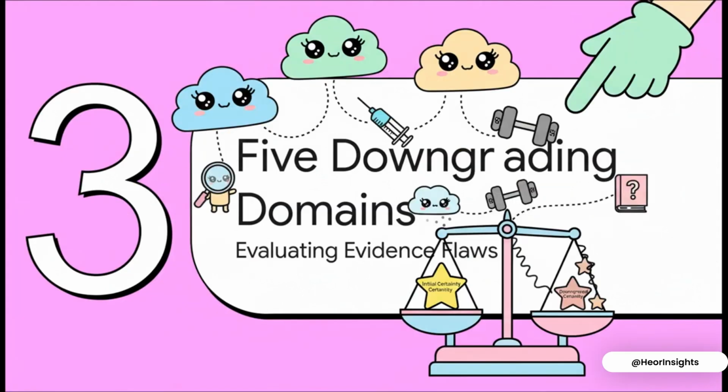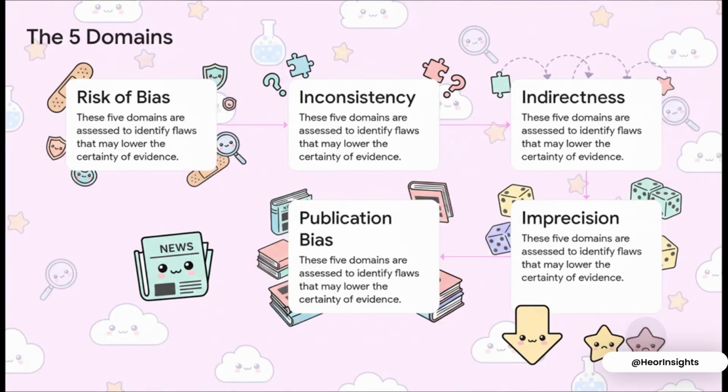All right, Section 3. This is where we really get into the how. We're going to break down the 5 domains, or the 5 main reasons, why you would downgrade the certainty of evidence from its starting point. So, we systematically check our evidence against these 5 areas. First, risk of bias, then inconsistency, indirectness, imprecision, and finally, publication bias. If we spot any serious issues in one of these domains, we have to downgrade our certainty level.